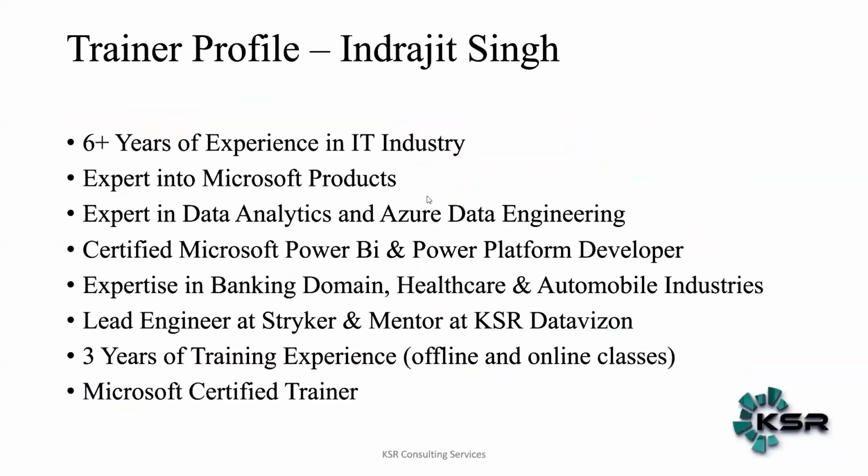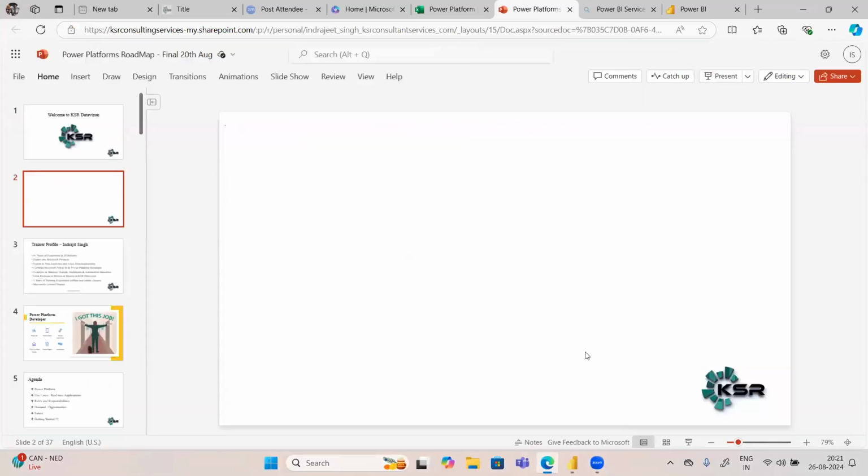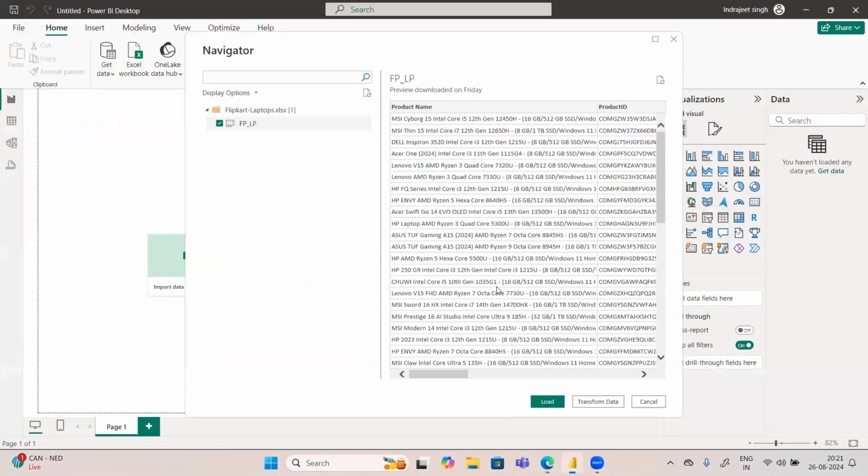So basically there is a lot of information. This was about data storage mode. You got the gist of it. The concept is clear, right? No one is going to ask you things like how much data can be loaded. You must be aware of what import and direct query are. Now let's go to the transform data.